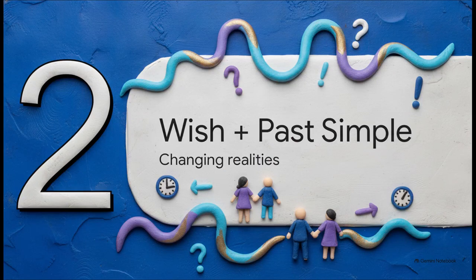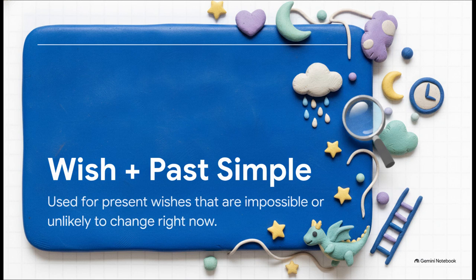Well, that takes us directly into section 2, wish plus past simple, and how we use it to change our present realities. So here is the absolute golden rule. When we want things to be different right in this exact moment, we use the word wish followed by a past simple verb. It's for those present situations that are impossible, or at least really unlikely to change today. You're not actually talking about the past at all. You're just using a past tense verb to imagine a totally different present.